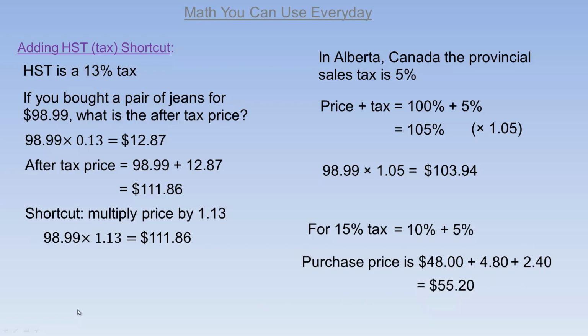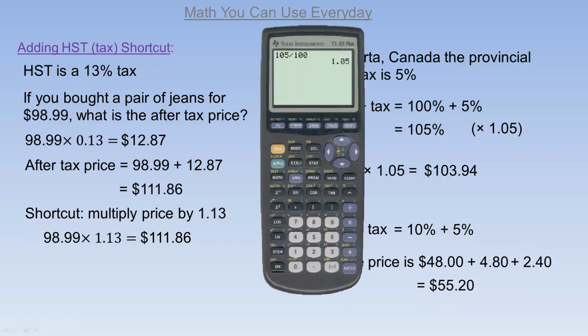And of course, I could bring my calculator back if I wanted to and do that. So we've got the 48 plus 4.80 plus the 2.40. So there's the 55.2 or $55.20. Now, again, just showing you how you could do this if you didn't have the calculator option, like on your smartphone or something.